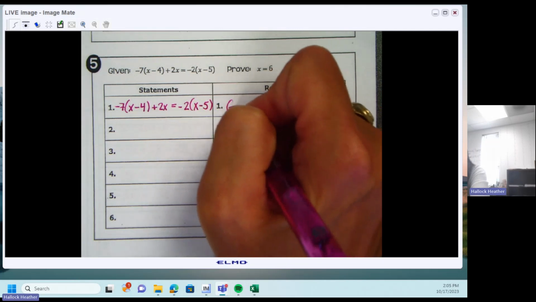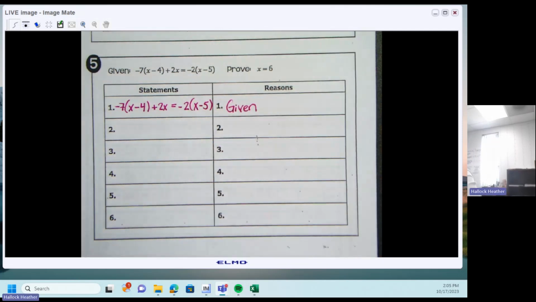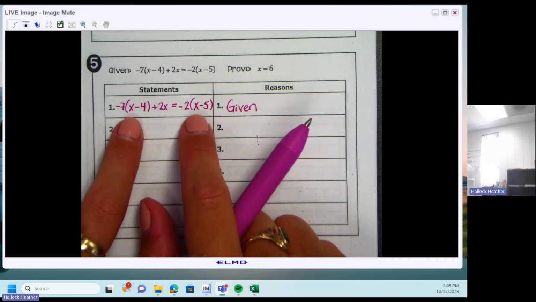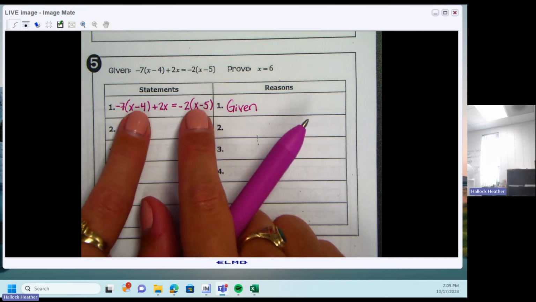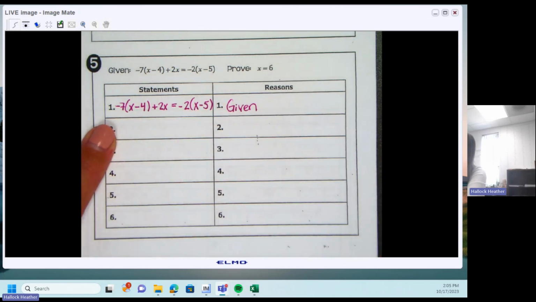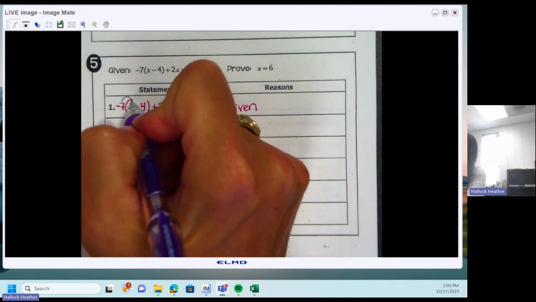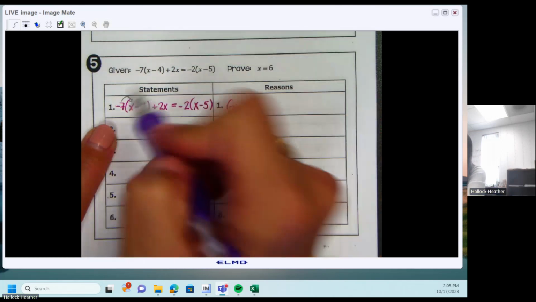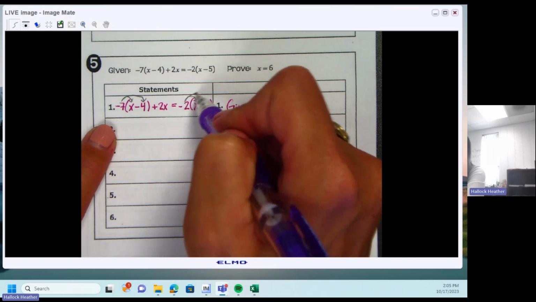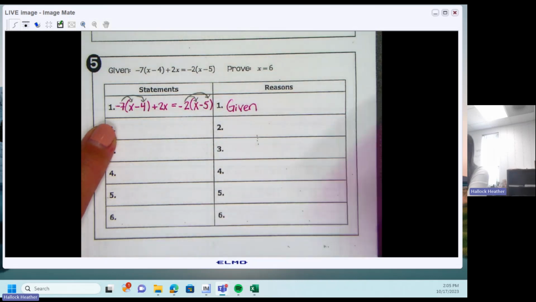Reason is given. So if you're looking at this equation, this is a harder algebra 1 problem. It's a multi-step equation. So I have to get rid of these parentheses. I can't actually combine what's inside of them. An x and a 4 do not combine, an x and a 5 do not combine, but I can get rid of them by using the distributive property. So if I distribute -7 into the parentheses, and then I distribute -2 into the parentheses, that will get rid of the parentheses.